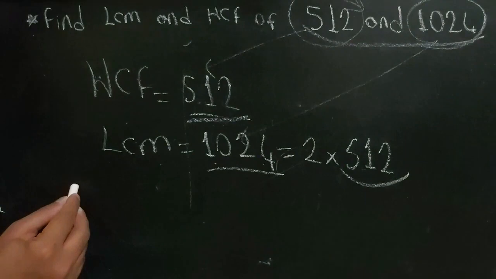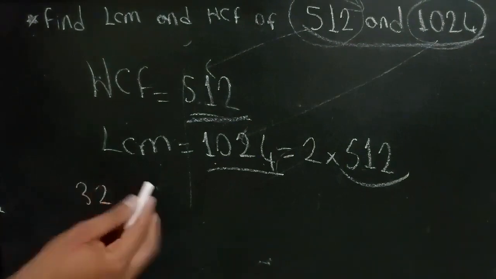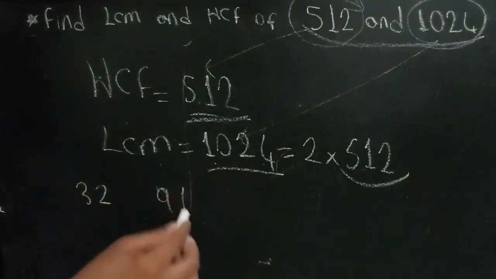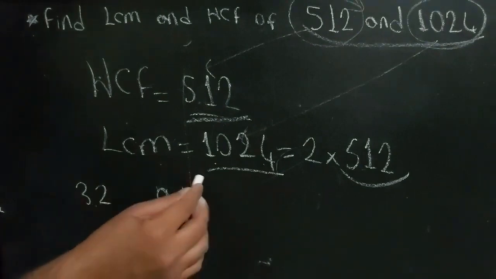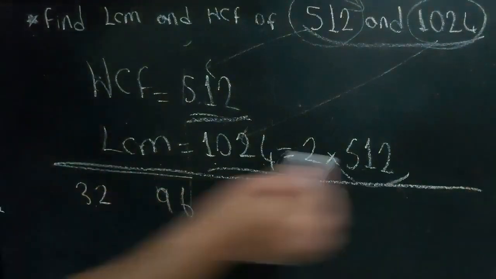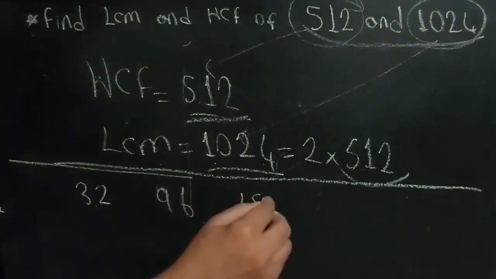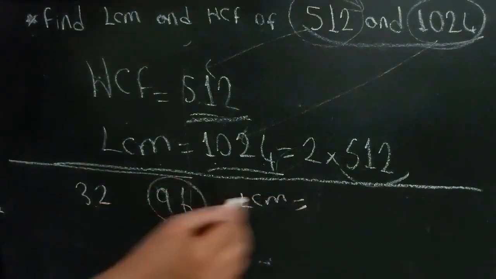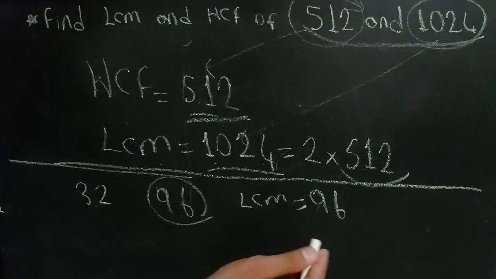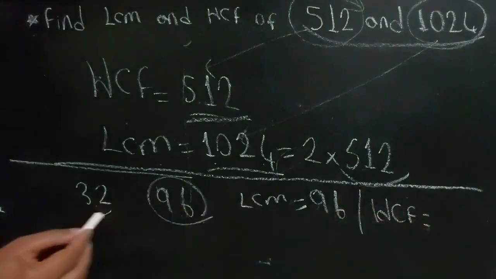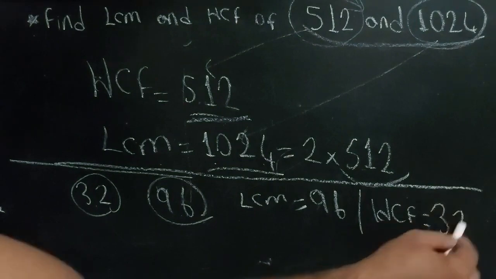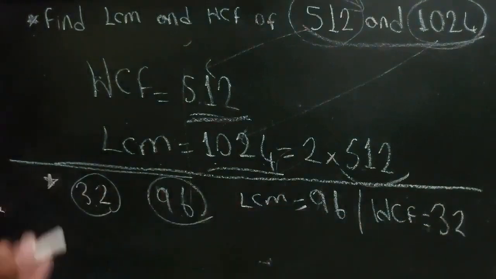So for example, like 32 and 96, let's say. See, 96 is 3 times 32. For those two numbers, LCM is going to be the bigger number, 96, and HCF is going to be the smaller number, 32. Right. This was another example.